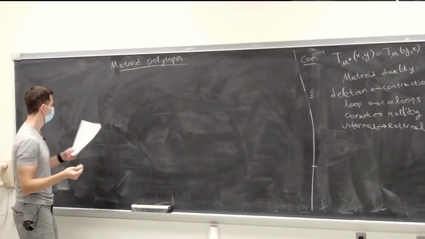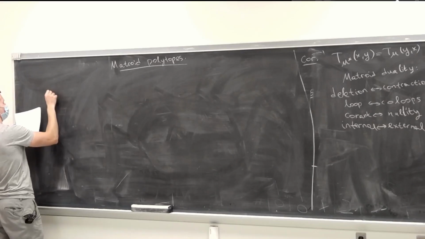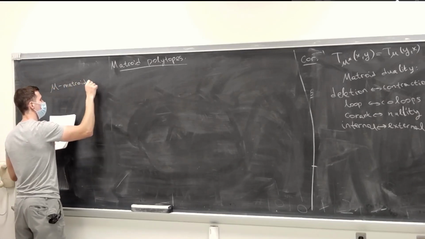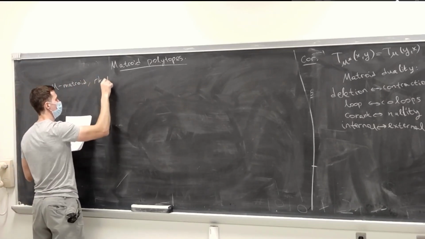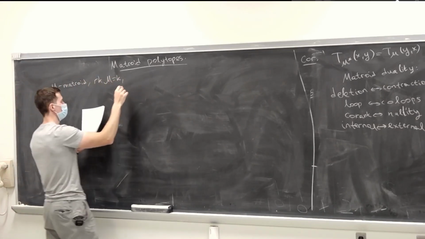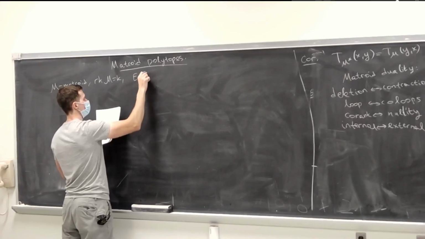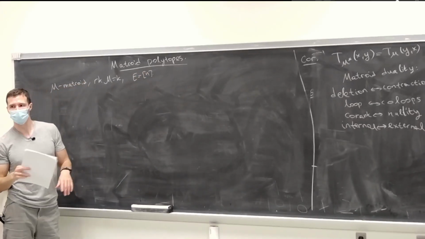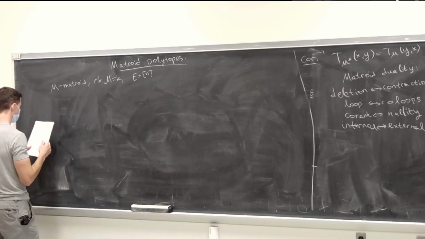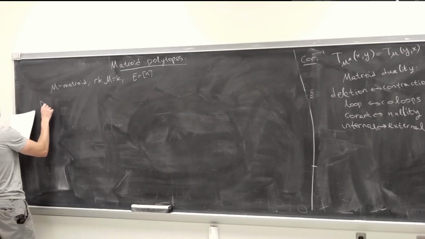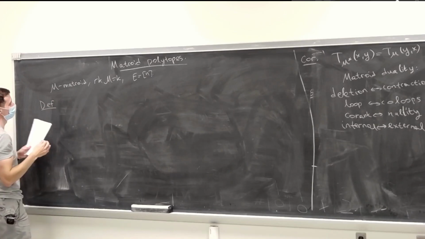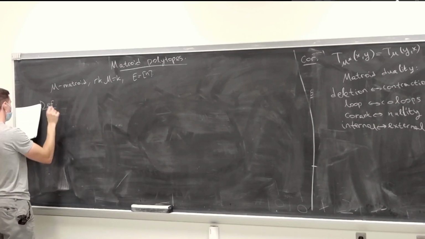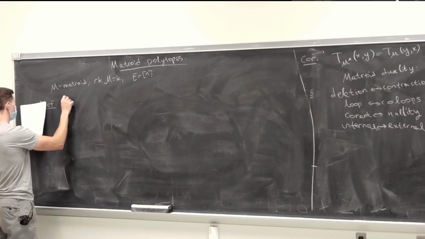So you start with a matroid of rank, let's say, k, and let's say the ground set E is just [n]. How do you associate a polytope to such an object? Well, I could ask you to guess, and you can make many different guesses. Let me just write down the definition, which is quite natural.